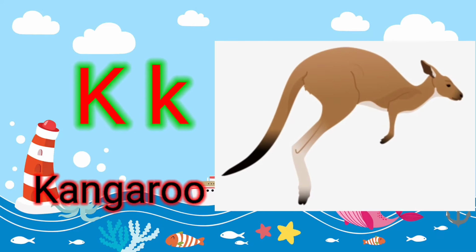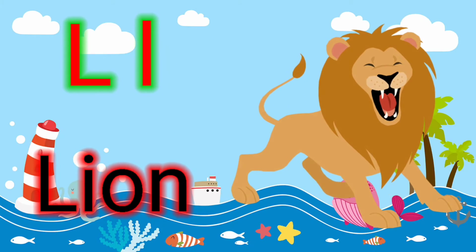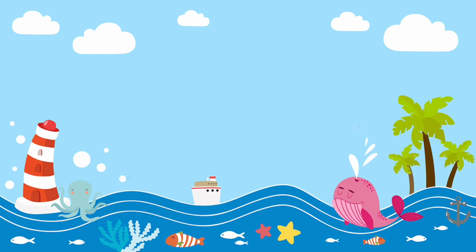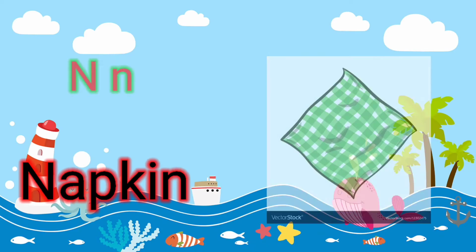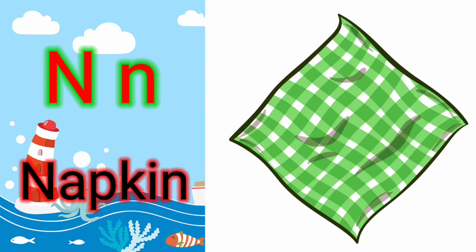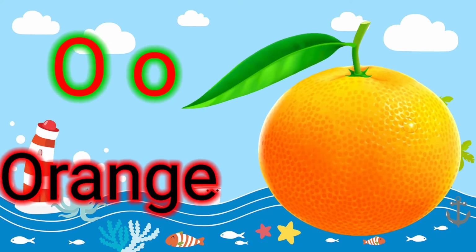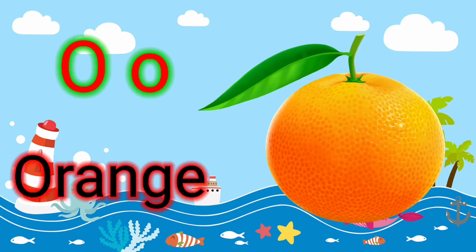K for kangaroo. L for lion. M for monkey. N for napkin. O for orange.